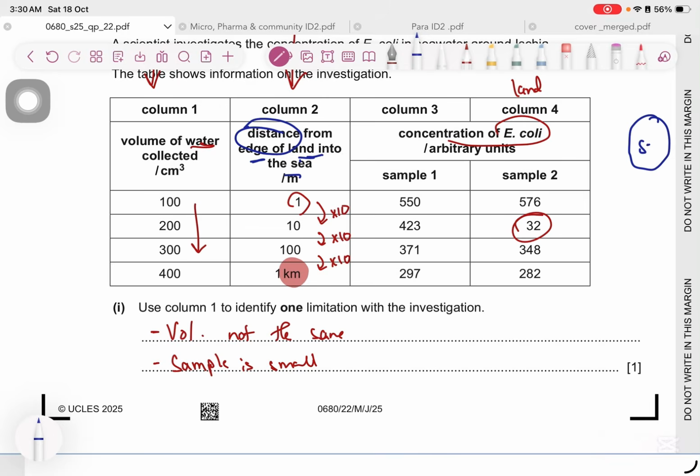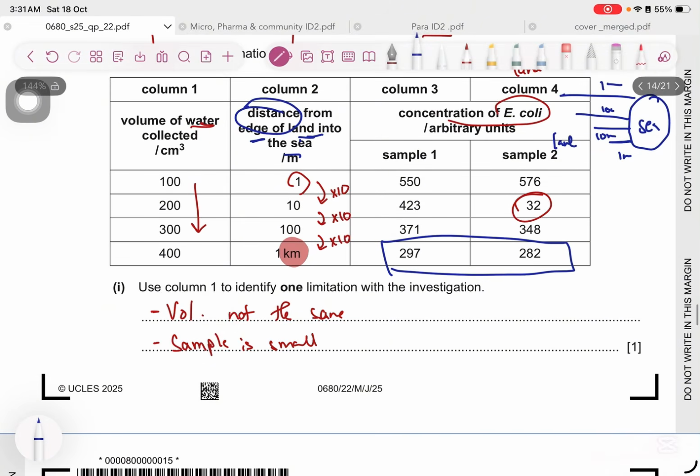Like you got the sea here, okay, and the distance of the land. This is the land. And you're going to see like 1 meter. And then here it's 10 meters. And then here it's 100. And then here it's 1,000. This is what they mean, okay? The farther you go from the land, the less E. coli you're going to find, okay? Because it's a waterborne disease.